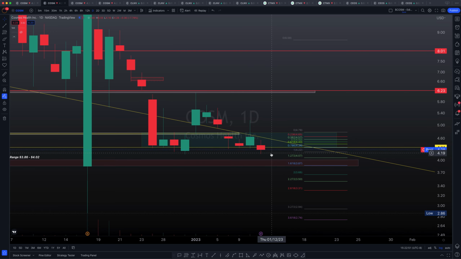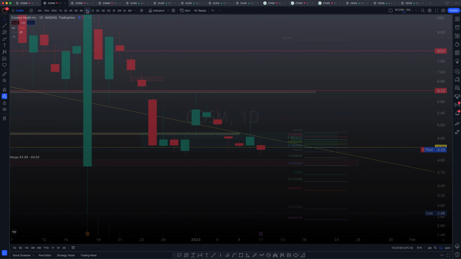Because if this continues to the downside, I already gave you the backup support level, right, which would be between about $3.67 at the 1.618 to just about $4.01. Okay, so that's an important area for us to consider.